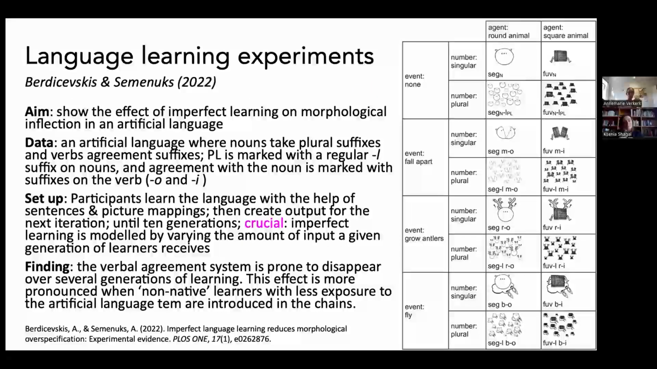So language learning experiments: in the chapter we discuss at some length this paper by Verkerk and Simonooks in 2022, where the aim is to show the effect of imperfect learning on morphological inflection in an artificial language. And in this study, the participants were Russian speakers.